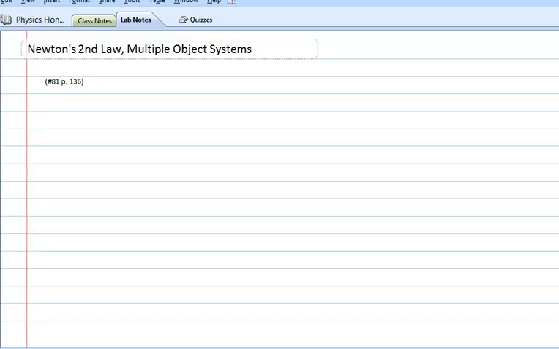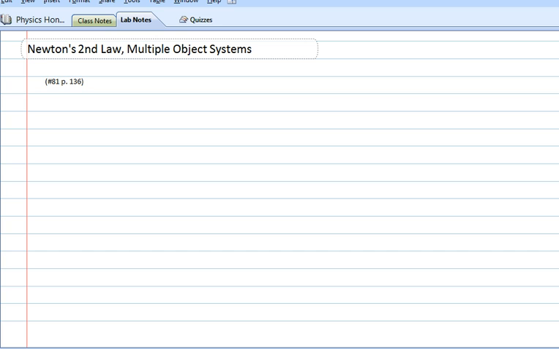Okay, welcome back everyone. In this example problem, we're going to look at how to solve multiple object systems. So what that means is you have two or more objects that are connected to each other, and they typically will share the same acceleration, and our job is to figure that out. So for example, we're going to look at number 81, which is on page 136.